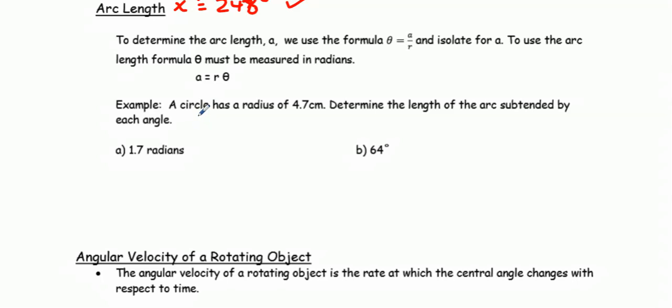So for this example, we can actually ask for the arc length given a radius and an angle. Okay, this is an angle, right? 1.7 radians is a measurement of an angle. So I would say A equals r theta. I'm going to say A equals r, which is 4.7. That's our radius, times theta, which is 1.7. Now this is an approximate value, so our arc length is going to be approximate.